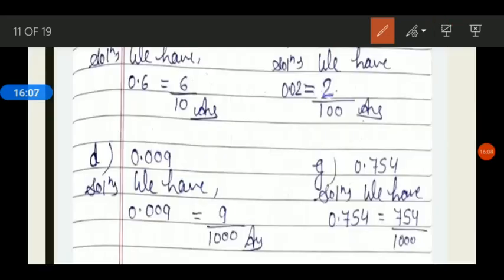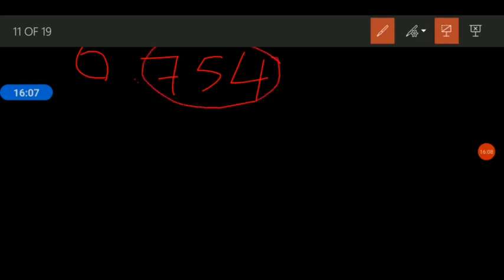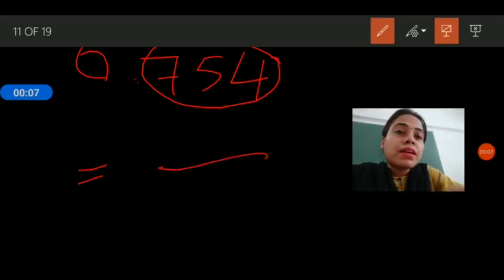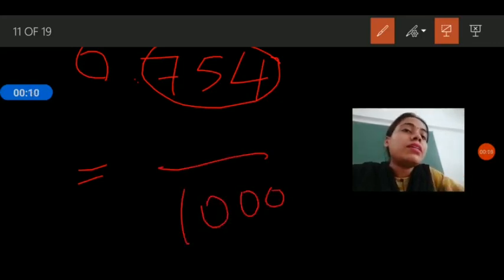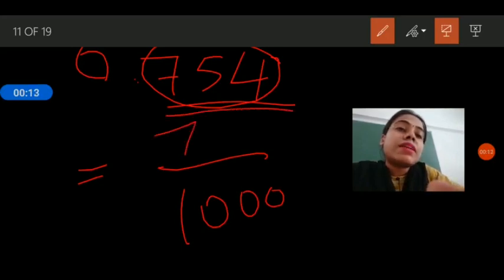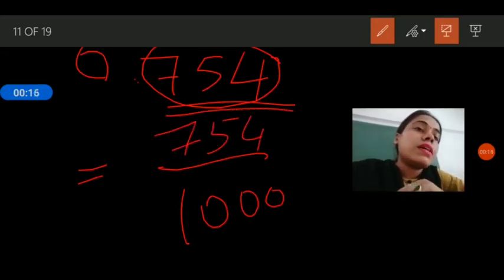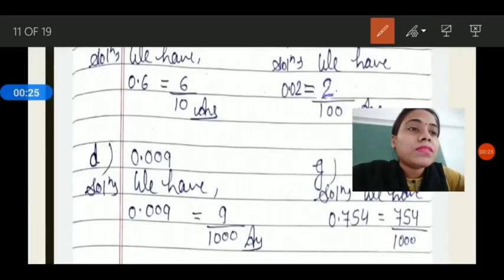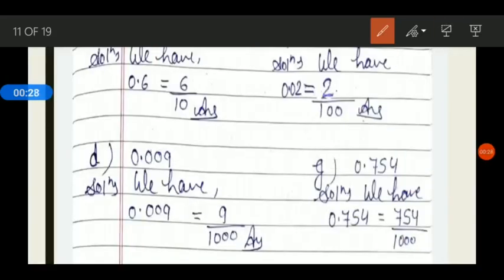Next is 0.754. Again in the decimal part there are 3 digits. In 0.754, you can see in the decimal part 3 digits are given. So in the denominator there will be 1000, and in the numerator the same number that is in the decimal part, 754 upon 1000. Understood? The number given in the decimal part will be the same in the numerator. Got it? So here is the answer, and you can solve other questions similarly.